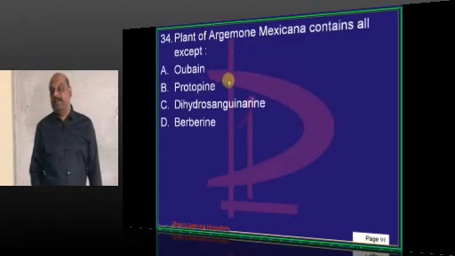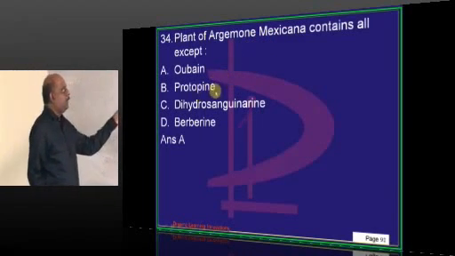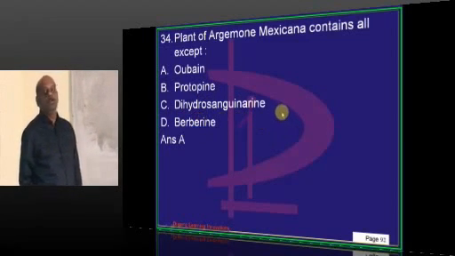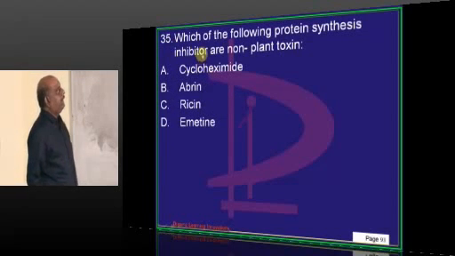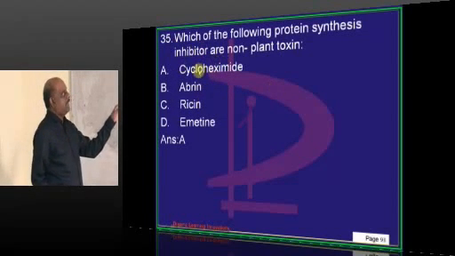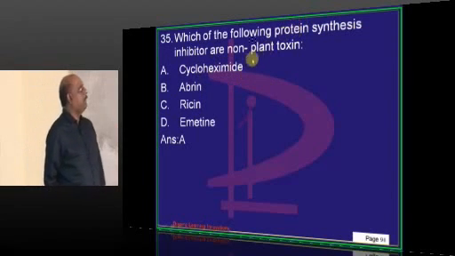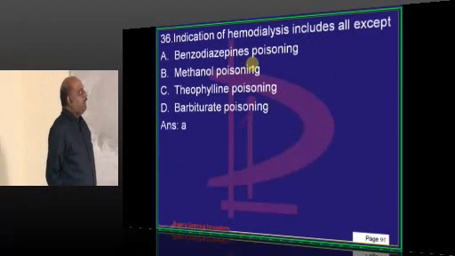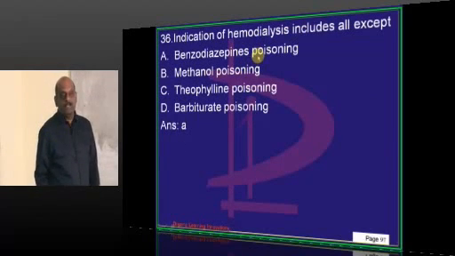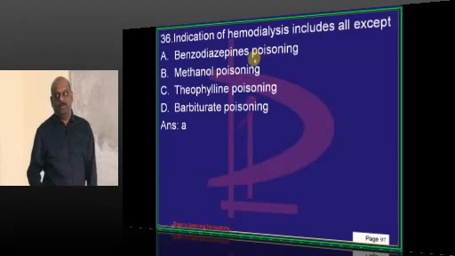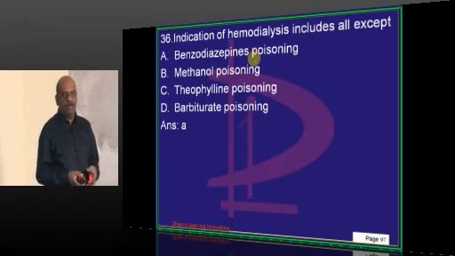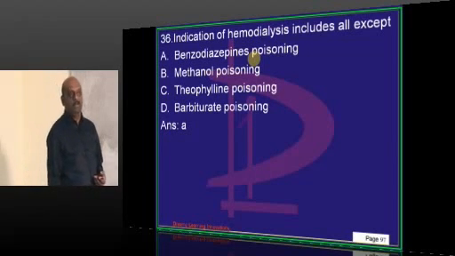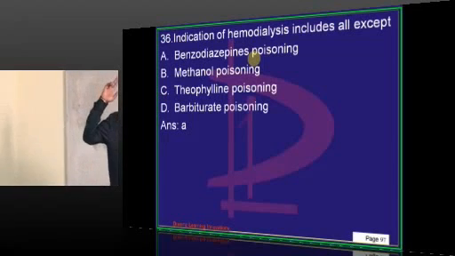Then Argemone mexicana, it contains protopine, dihydrosanguinarine and berberine, but not ouabain or digoxin. Then non-plant toxin is cycloheximide, which can typically lead to the protein synthesis inhibition. Then hemodialysis is not useful in case of benzodiazepines, which are highly protein bound. If any drug is highly protein bound, it is difficult to filter it out in a hemodialysis, is what need to be remembered. How many did this question wrong?